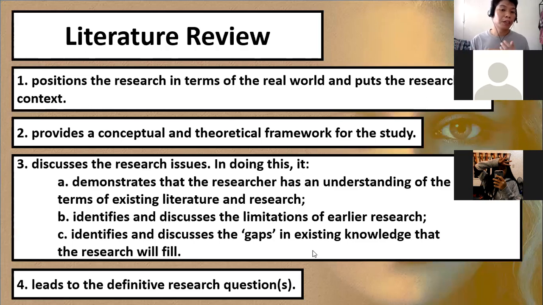Okay. Literature review positions the research in terms of the real world and puts the research into context. So meaning you need to contextualize your research in real life situations, and it can be used for a specific purpose. It provides a conceptual and theoretical framework for the study. So literature review can be used to support the organization or the structure of the analysis of your research. Okay, to support or validate your claims or your arguments, which means that, as what I've mentioned, this is the safety net of your research.